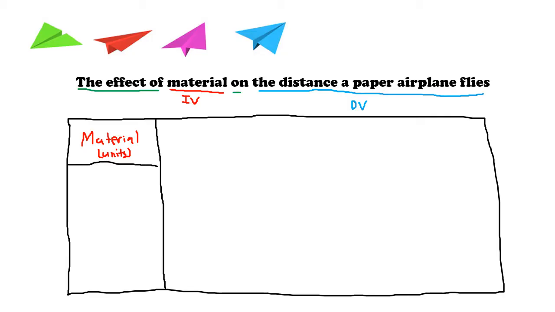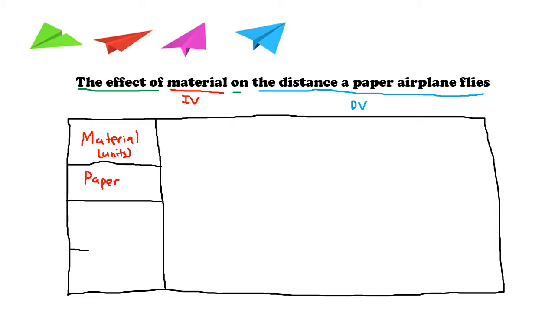Underneath of that, I will put the different levels of my independent variables, starting with my control. And in this case, my control is going to be paper, because that's what I usually make a paper airplane out of. It's good to put the control at the top so that you can easily identify it, and you'll be able to compare the rest of your results to that.